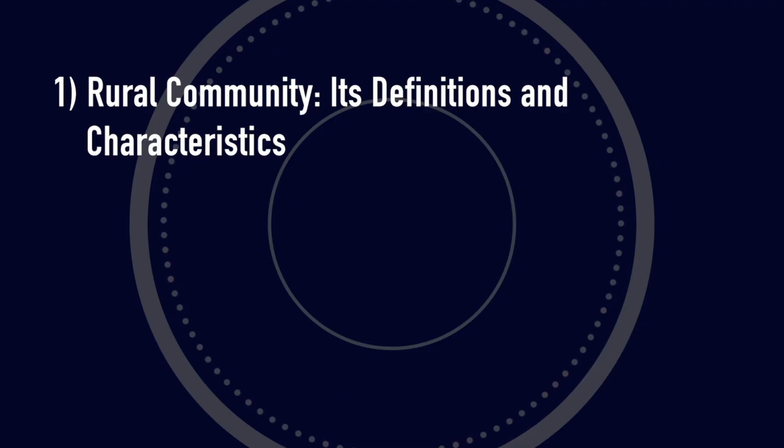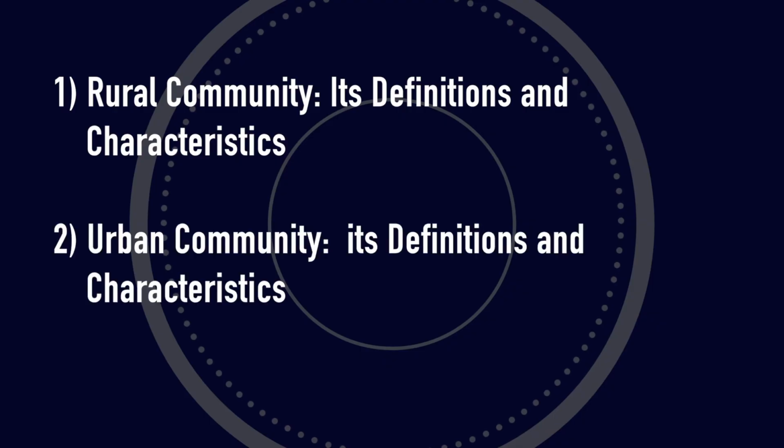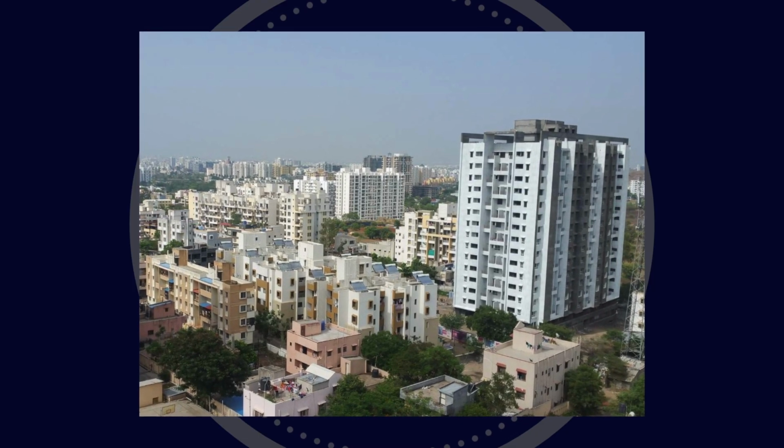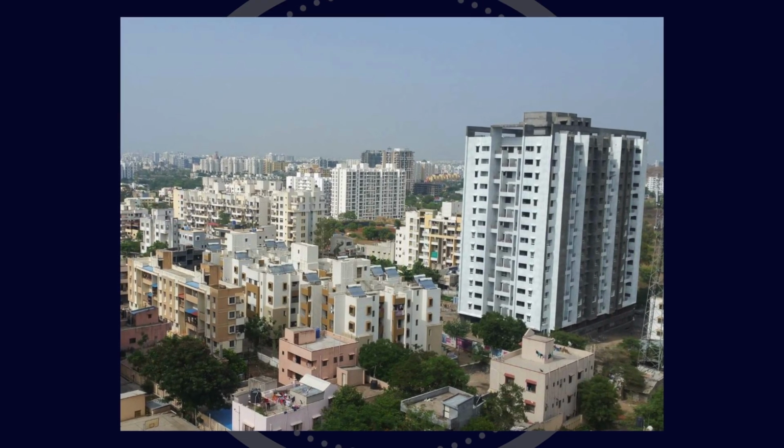In this context, this lesson tries to make the students understand about the rural community, its definitions and characteristics. Second, the urban community, its definition and characteristics. Third, the rural-urban continuum. In general, community is a territorial group which shares a common geographical area. We may call it a locality wherein a common way of life can be seen.